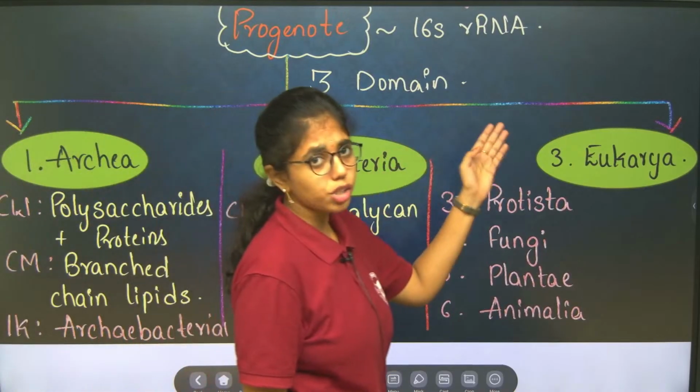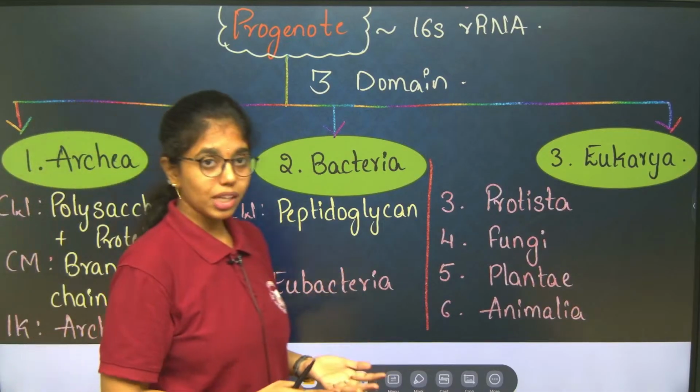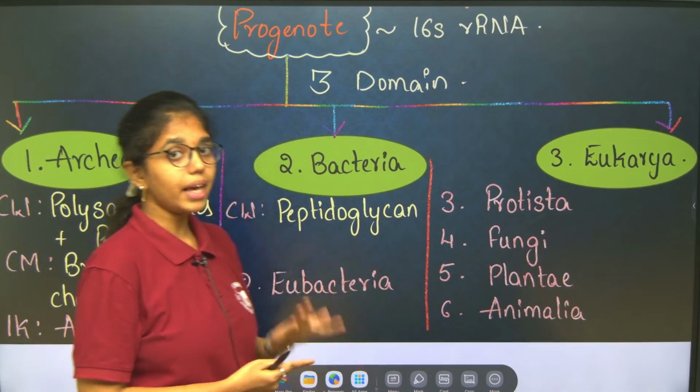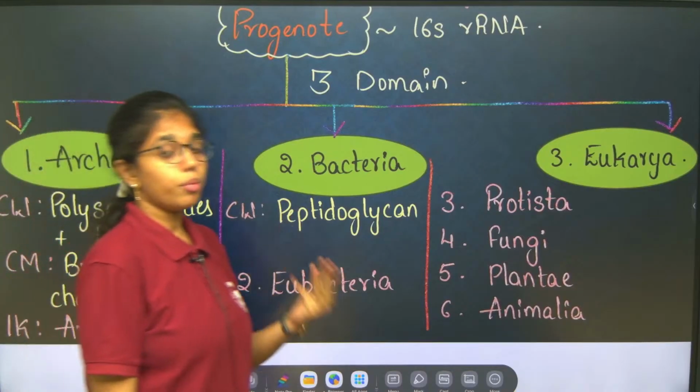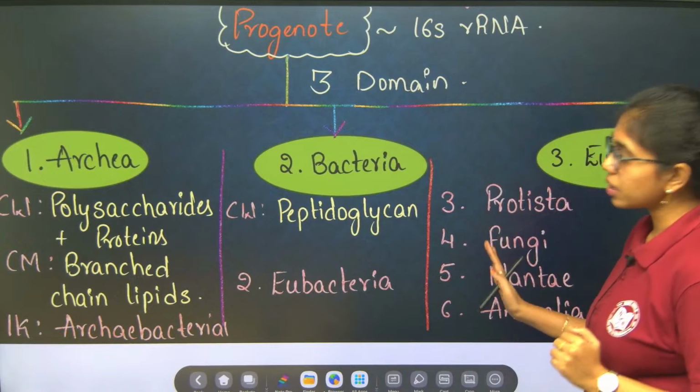The next domain is Eukarya. Here you will have 4 kingdoms: Protista, Fungi, Plantae and Animalia, under Eukarya. So, till here it is clear, right?